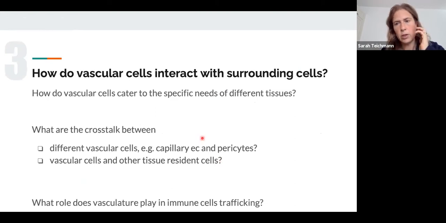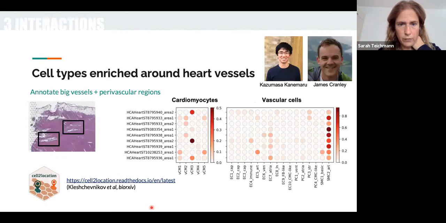In the final section, I want to go into a bit of detail of how endothelial cells interact with surrounding cells, or also vascular cells interact with other compartments, including myocytes, the immune system, and so on. So, and that includes interesting and important roles that the vasculature plays in immune trafficking.